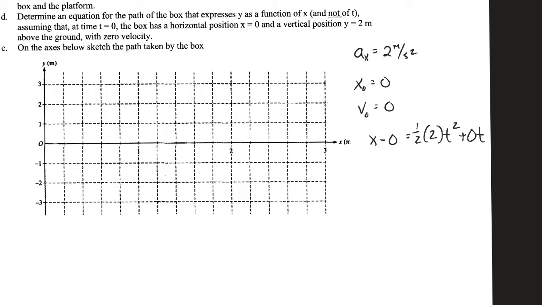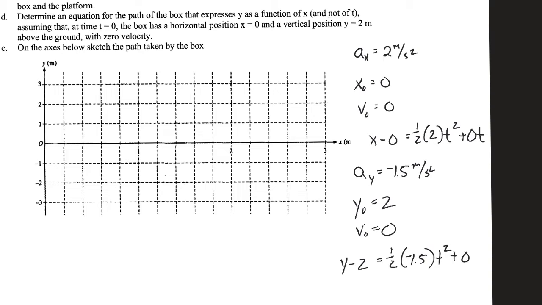Well, we need something about the y direction. And folks, you don't believe this, but I've trained you how to do this. This is a projectile. Solve for t in one equation and plug it into the other. That will eliminate t. The acceleration in the y direction is negative 1.5 meters per second squared. Its initial position is 2. Its initial velocity is 0. So similarly, I could have y minus 2 equals 1/2 times negative 1.5 t squared plus 0t.